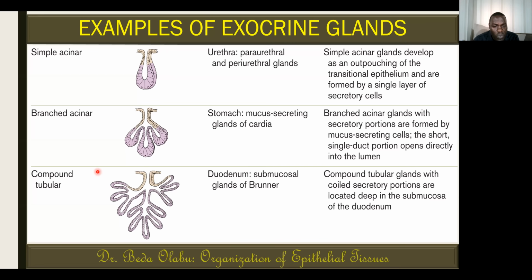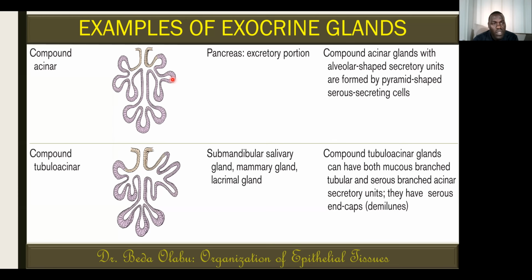Now distinguish that with this one, where the ductal portion is branching. You can see this is a duct, this is another duct. So the ductal portion is branching. So these are compound gland. The secretory portion being tubular. So this is compound tubular gland.